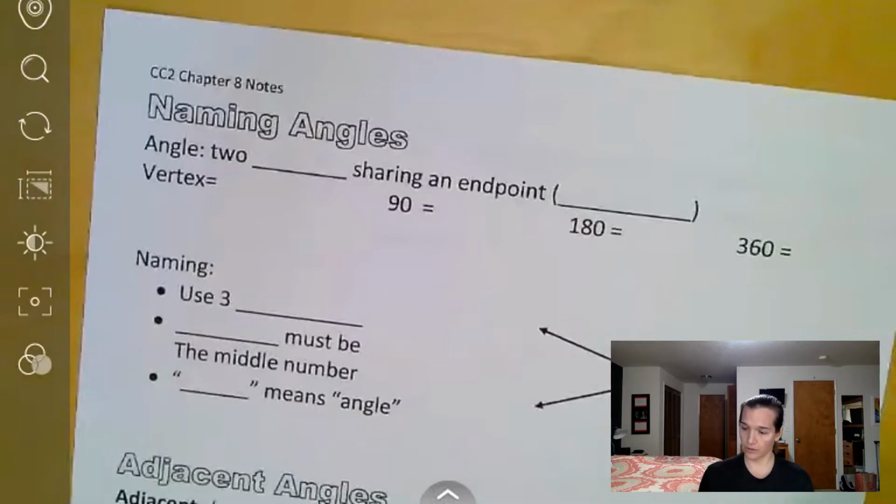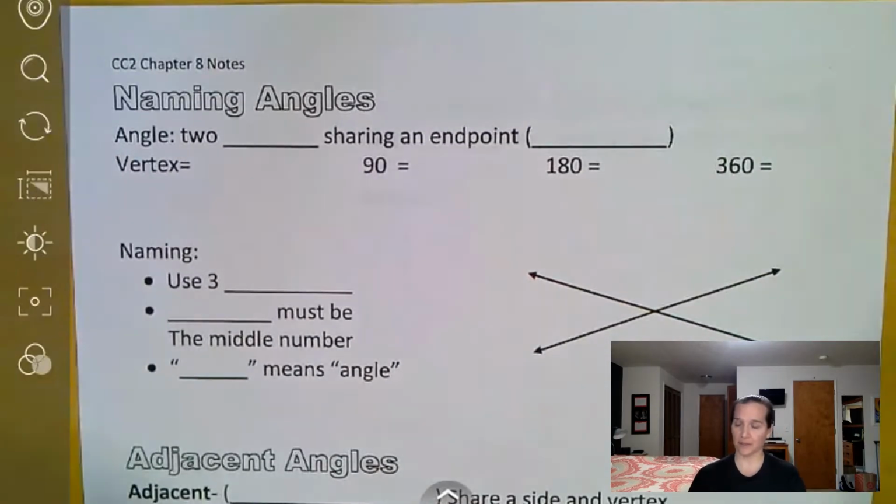Welcome back to another video. In this video, we're going to learn how to name angles, but we're also going to look at a couple of special types of angles, and that's adjacent, vertical, complementary, and supplementary. So here we go. All right, naming angles.